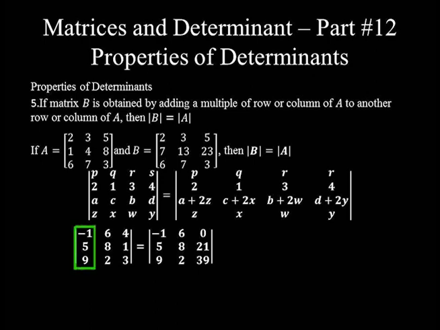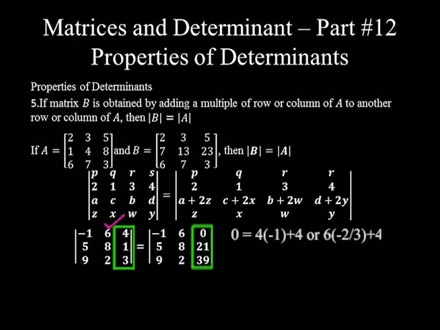Column 1 of the left hand side matrix is equal to column 1 of the right hand side matrix, and column 2 of the left hand side matrix is also equal to column 2 of the right hand side matrix. But column 3's are different. So let's find the relationship between column 3 of the right hand side matrix and column 3 of the left hand side matrix and one other column of the left hand side matrix. 0 means either 4 times negative 1 plus 4, or 6 times negative 2 over 3 plus 4. 21 means 4 times 5 plus 1, but 8 times negative 2 over 3 plus 1 doesn't give us 21. So this second relationship doesn't work.